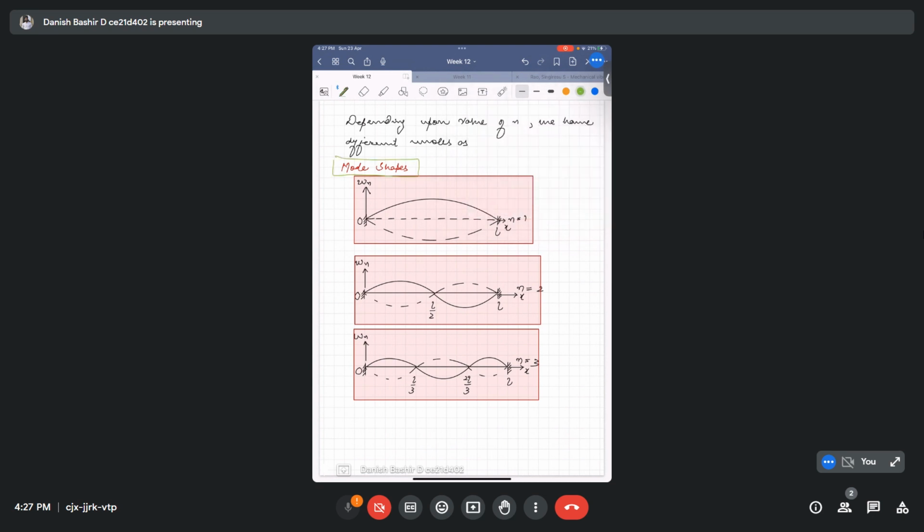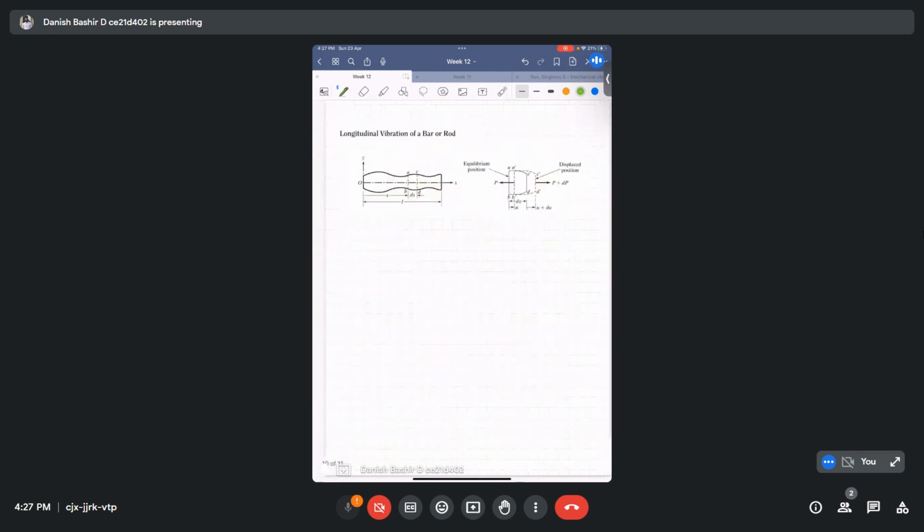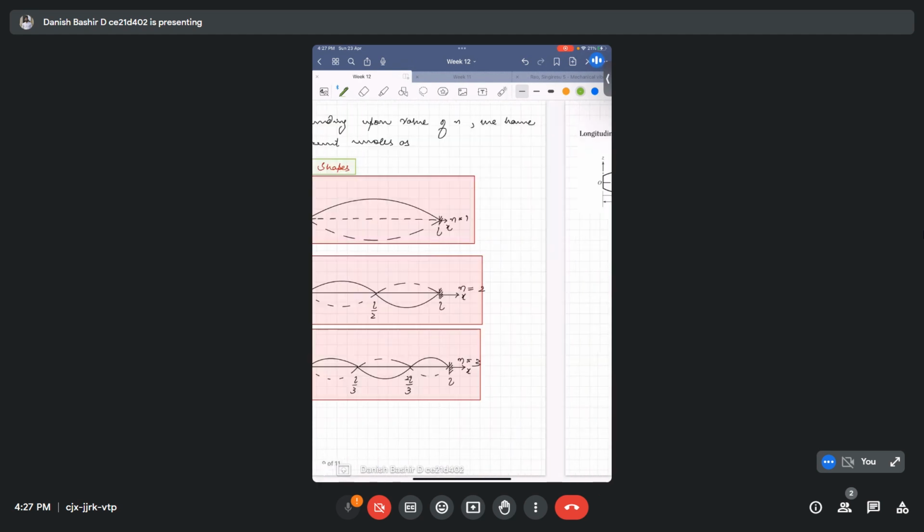I think we have already taken a lot of time, so I need to stop here. We only found the governing differential equation for the string and solved the free vibration problem. After this, we had to discuss longitudinal vibration of a bar and lateral vibration of beams. I will keep this as homework for you, and in the presentation maybe I will add the derivation as well. You can also try these on your side.